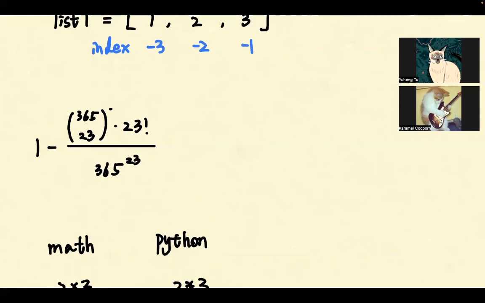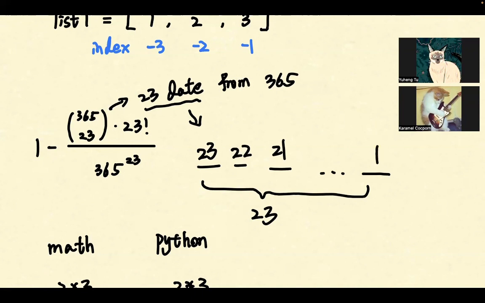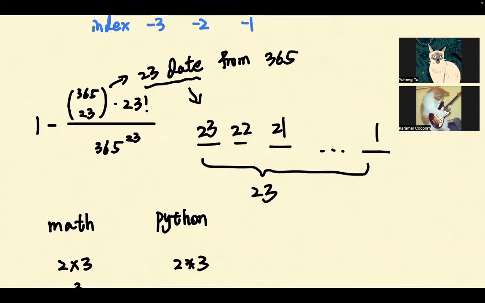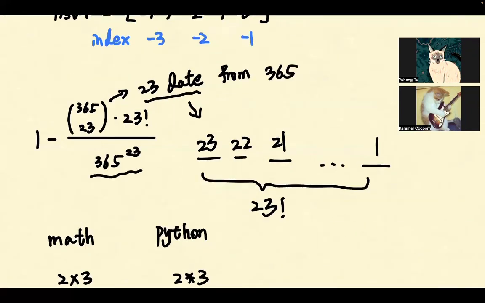Okay, so you got 23 dates from 365. There are 23, and you can choose 23 dates, then you can choose 22, you can choose 21, and finally you can only choose the last date. So this is a factorial, and this is the whole number of 23 birthdays. And you got one minus. So is this clear?